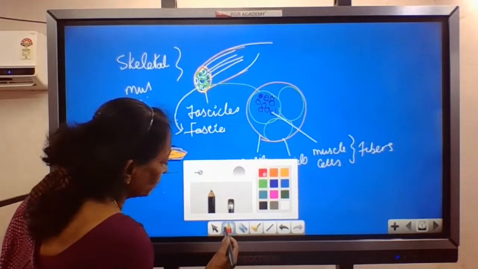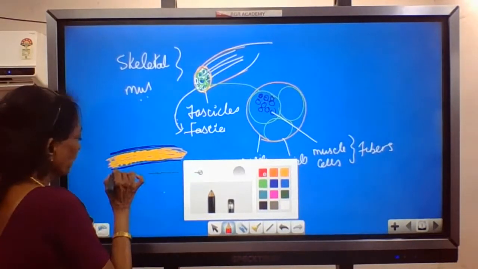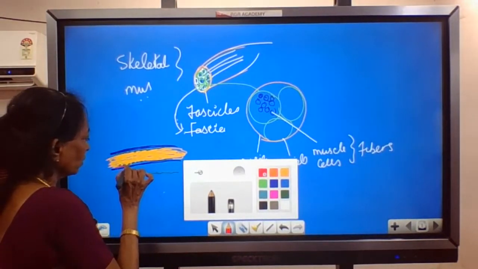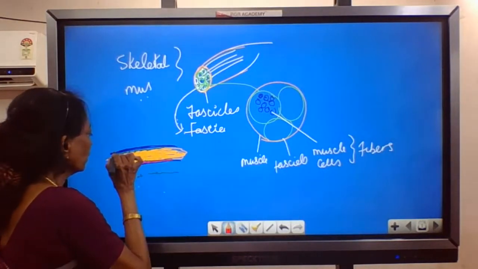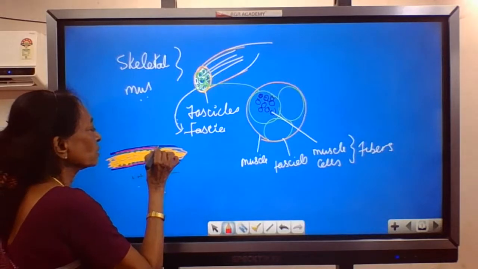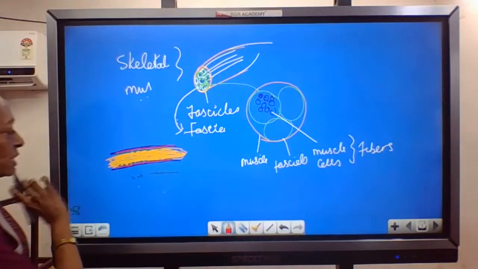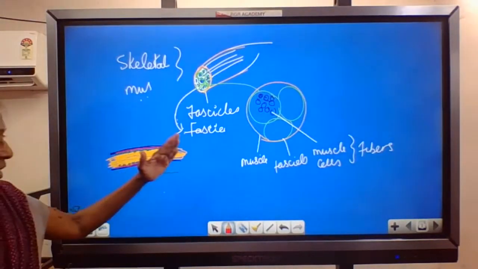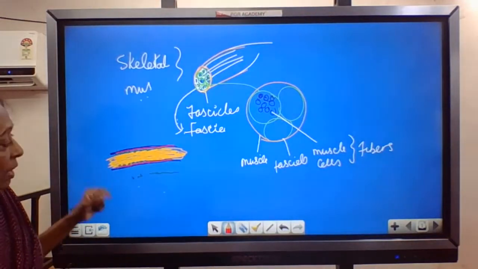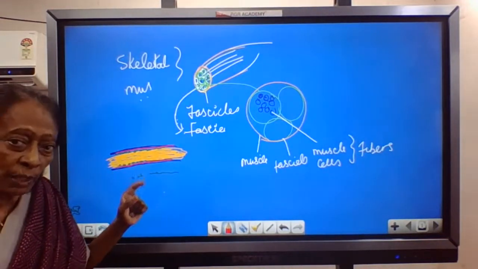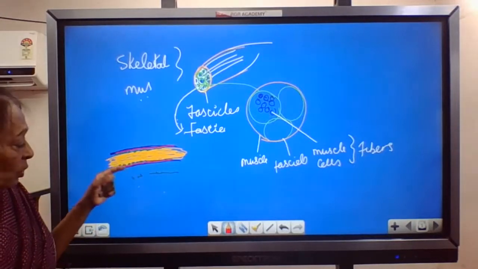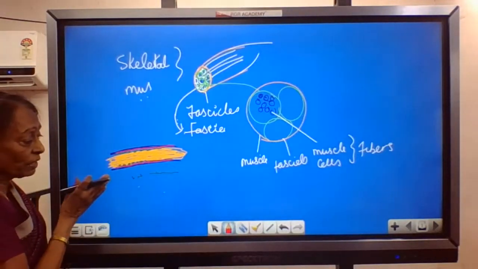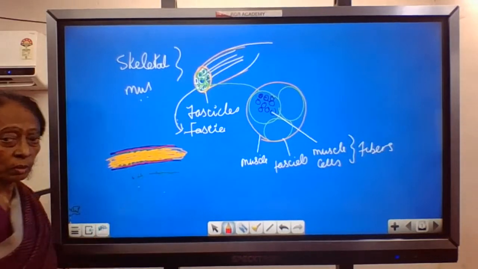And the blood supply, the blood vessels will be running beneath the cell membrane. So closer to that, there are capillaries. Each cell has a covering called the sarcolemma, and the cytoplasm is known as sarcoplasm. It has many nuclei, and I have taken a section. Don't imagine there will be only one row, just like this.